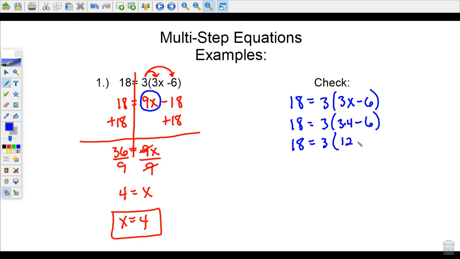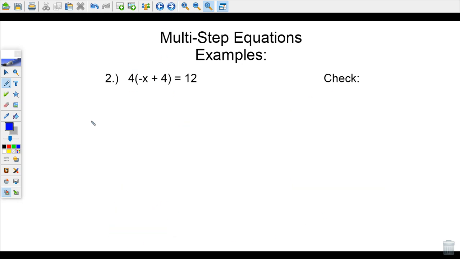3 times 4 is 12. But then I can subtract 12 minus 6. 12 minus 6 is just 6. So this ends up being 3 times 6 over here on the right side. 3 times 6 is 18. And there we go. It shows that both sides are equal. So my solution of x equals 4 was correct.